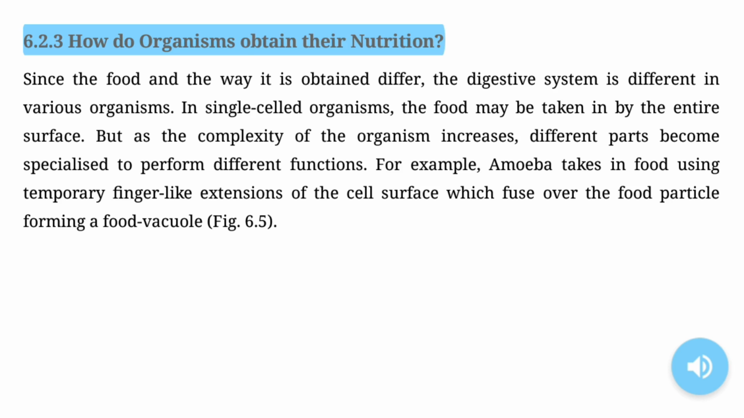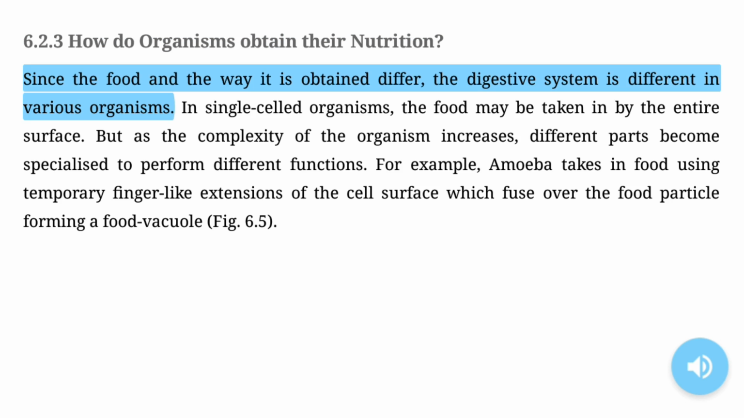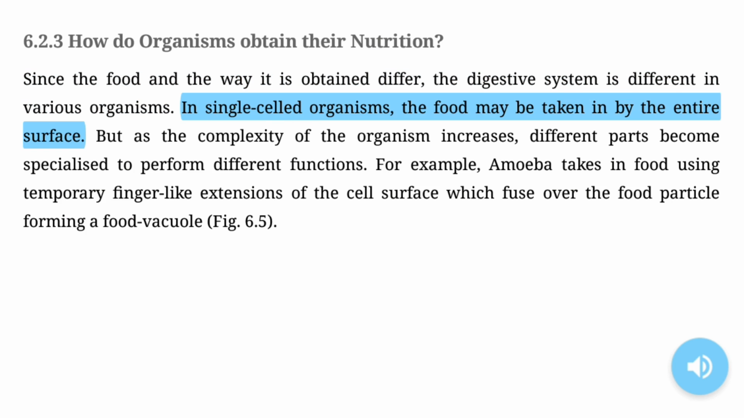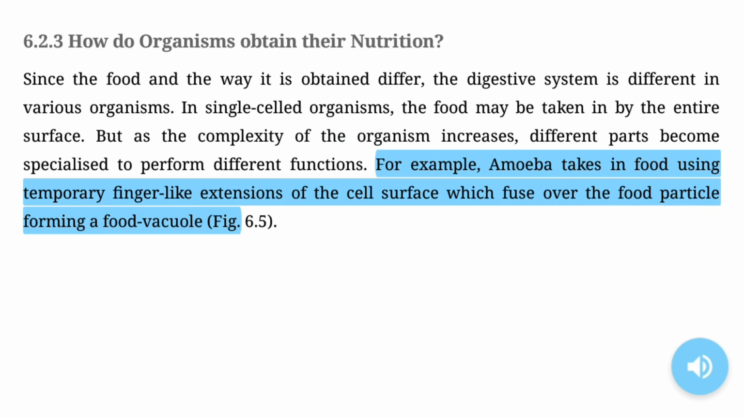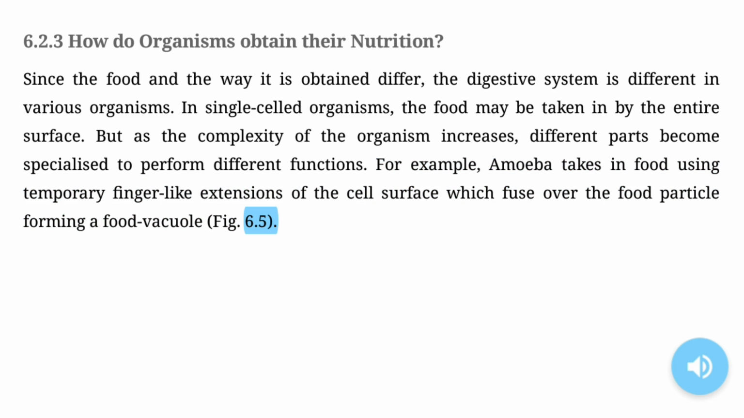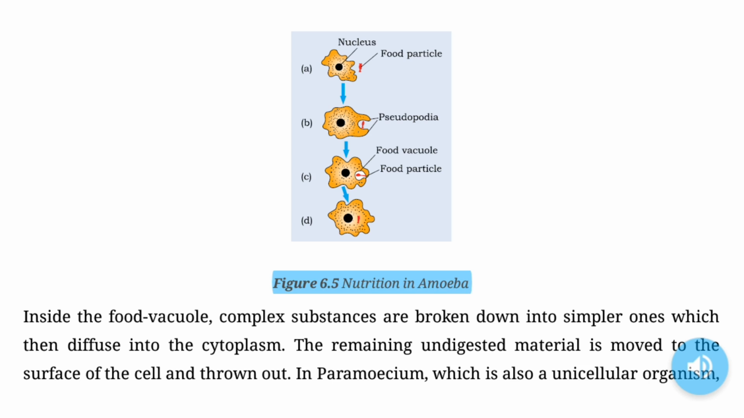6.2.3 How do organisms obtain their nutrition? Since the food and the way it is obtained differ, the digestive system is different in various organisms. In single-celled organisms, the food may be taken in by the entire surface. But as the complexity of the organism increases, different parts become specialized to perform different functions. For example, amoeba takes in food using temporary finger-like extensions of the cell surface, which fuse over the food particle, forming a food vacuole. Fig. 6.5. Figure 6.5 Nutrition in amoeba.